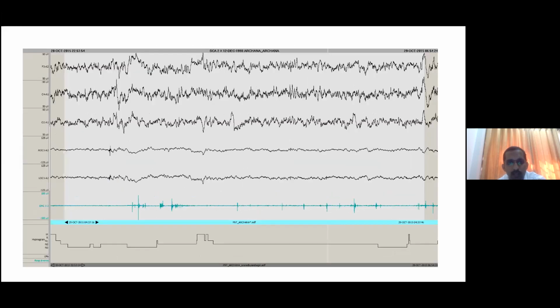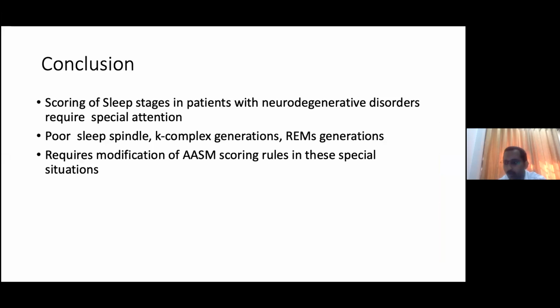This is another recording where other phasic events are there, but we may not be able to find any rapid eye movements. This also is difficult. It all depends on what happened in the previous epoch. If K complexes are there, we can score it as N2. If rapid eye movements are there somewhere, we can score it as REM sleep. Okay, so I'm concluding now.